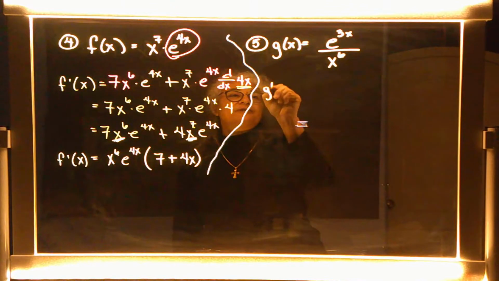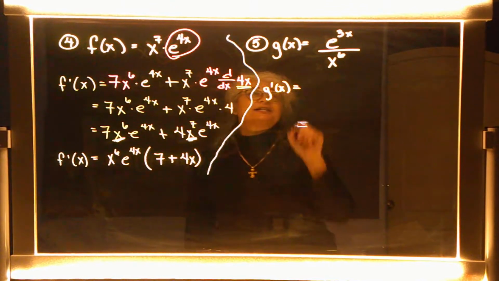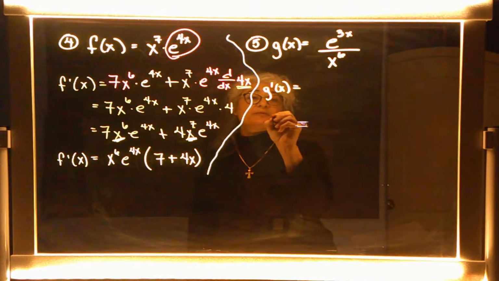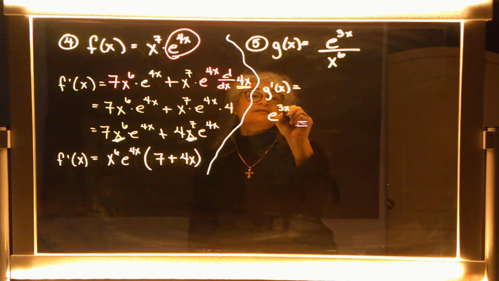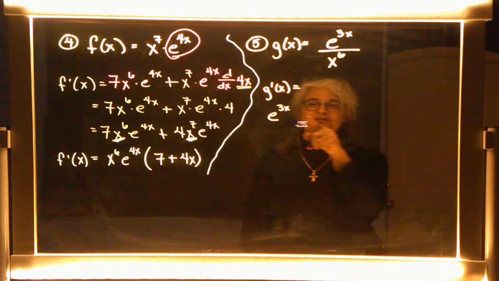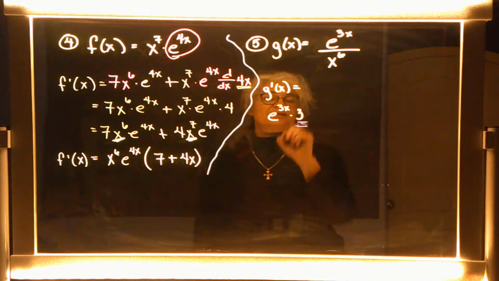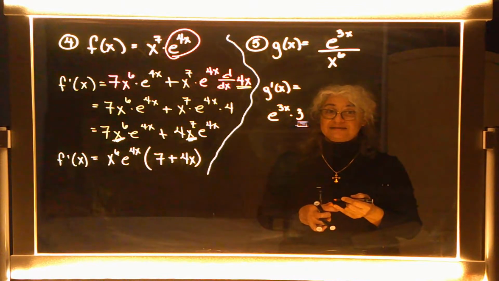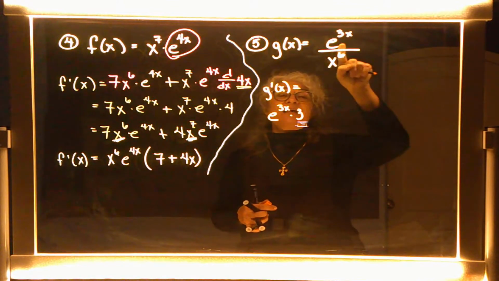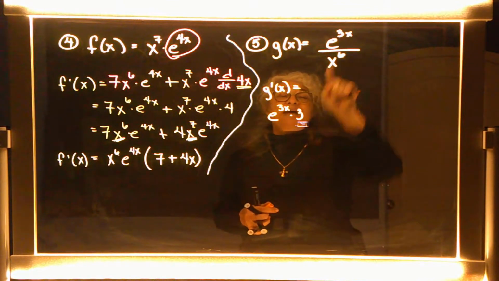To take the derivative of g of x, what's the first thing I do? Good, take the derivative of the numerator. So I'm going to just write it down here so I have a little bit more room. That's e to 3x. Just e to the 3x? Times the derivative of the power, which is 3. Correct? Remember, the derivative of this numerator is itself times the derivative of the power.